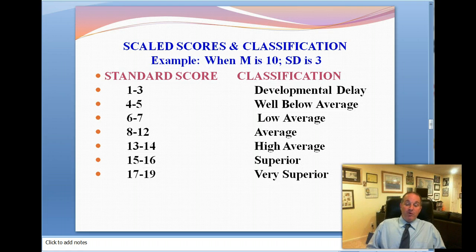So for example, suppose on a test where the subtest mean is 10 and the standard deviation is 3, we find that the child received a scaled score of 13. Let's suppose on an intelligence test on the block design section, the child received a scaled score of 13. We would say that on the block design subtest of the WISC, Billy received a scaled score of 13. This places Billy in the high average range when compared to the norms for his age group.